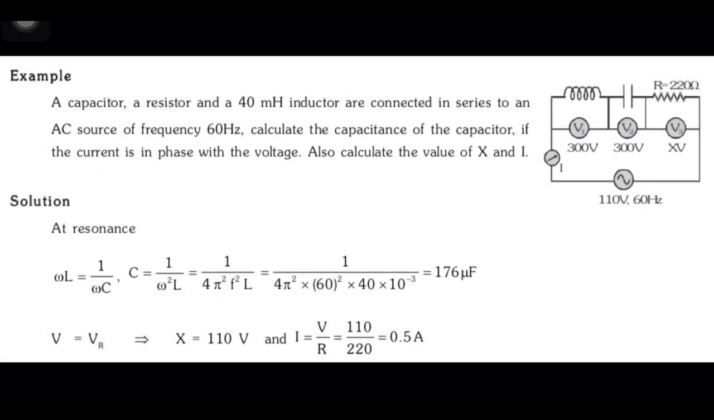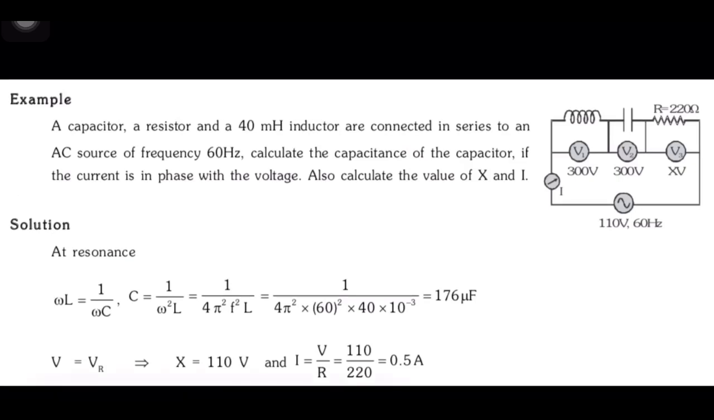Once again, you can see an RLC circuit. Let's check the question. In this question, the inductor value is 40 millihenry connected in a series circuit, right, with a resistance and capacitor, and the frequency is 60 Hertz. Calculate the capacitance of the capacitor, if the current is in phase with the voltage.